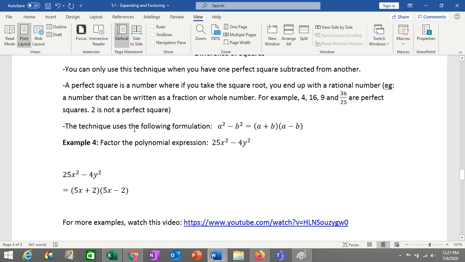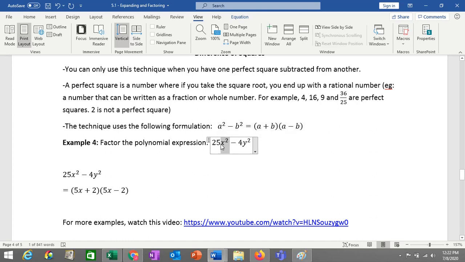Okay, so a squared minus b squared is equal to a plus b times a minus b. So this is the pattern that a difference of squares will take when you factor it. If you can recognize this part, then it's quite easy. So factor this expression, 25x squared minus 4y squared. You can see that 25 is a perfect square and x squared is a perfect square. So this also has to be a perfect square.